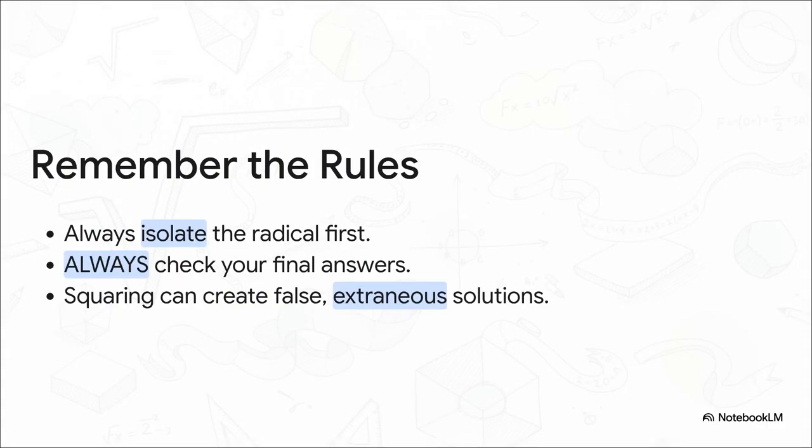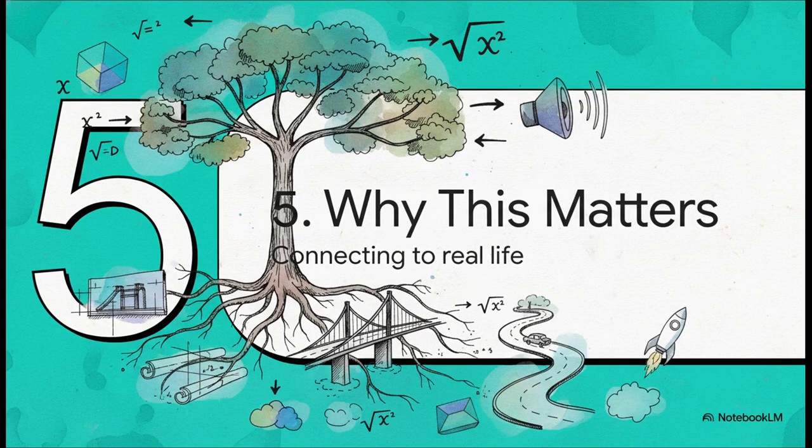Okay, let's just hammer this home. 3 things to remember. Number 1, always, always, always isolate that radical first. That's job 1. Number 2, always check your final answers back in the original equation, no exceptions. And number 3, just remember that squaring, while useful, can create those sneaky fake solutions that look real but aren't. So, let's wrap this all up.